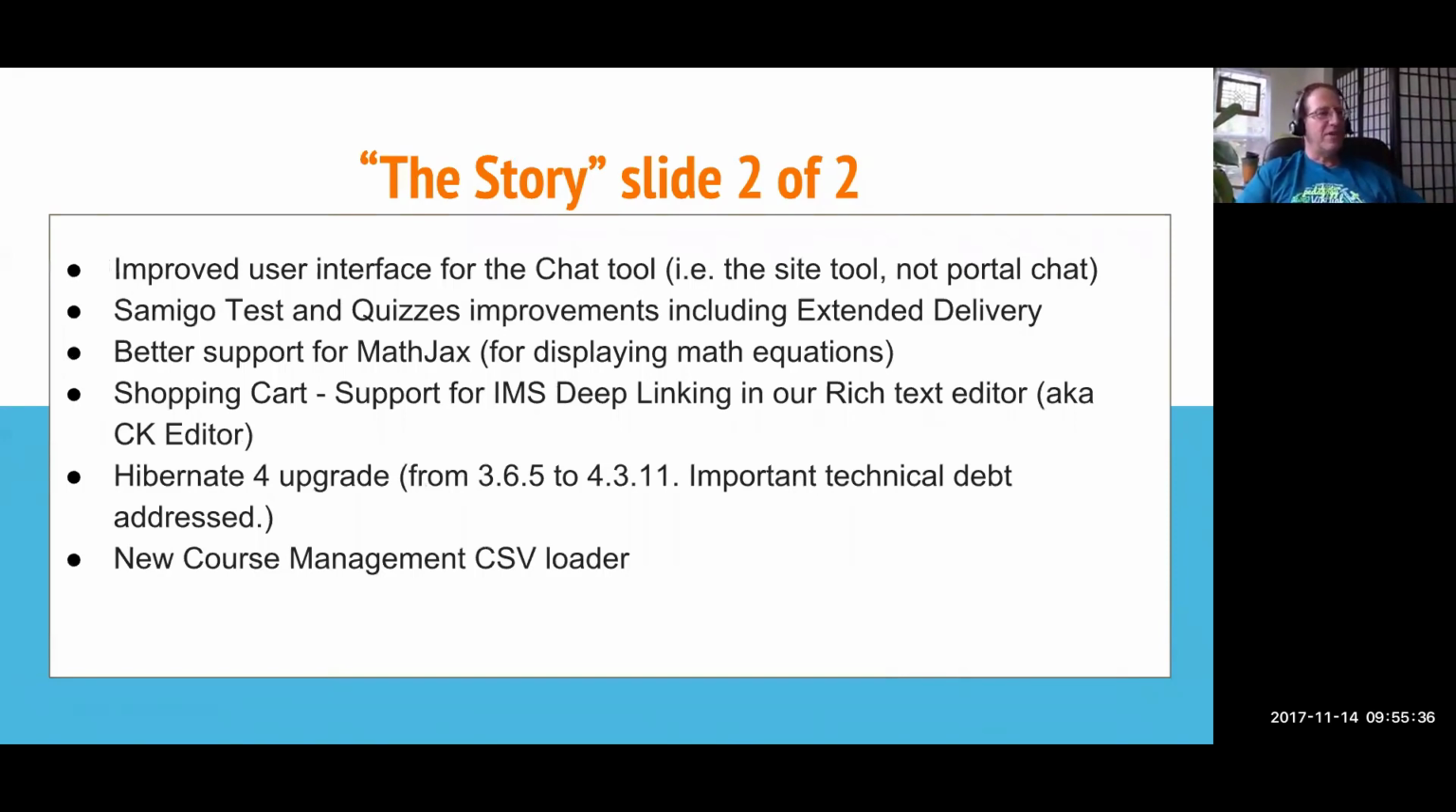Let's see, more on Samigo tests and quizzes improvements. It looks like we're very optimistic we're going to include extended delivery. We still have more QA that needs to happen, more bug fixing, I believe, but it's really improved a lot. I think we're just about ready to be good enough quality to release. Better support for MathJax for equations.